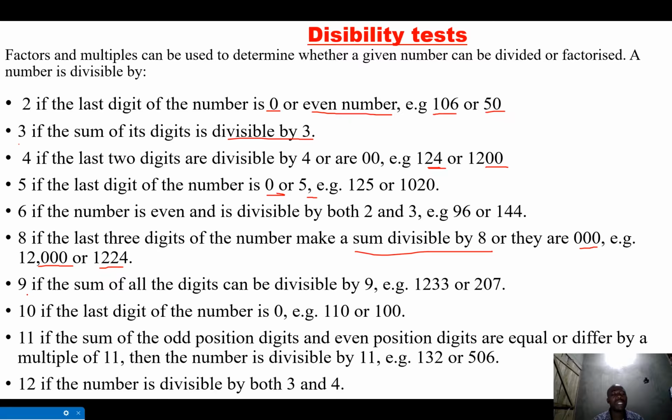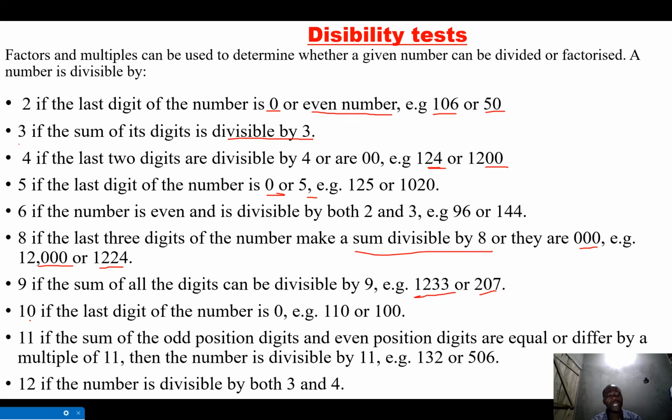A number is said to be divisible by 9 if the sum of all the digits is divisible by 9. An example is 1, 2, 3, 3. Add all the digits here, you get 9. Since 9 is divisible by 9, this number is also divisible by 9. Check 207. It makes a sum of 9. 9 is divisible, so this number becomes divisible by 9.